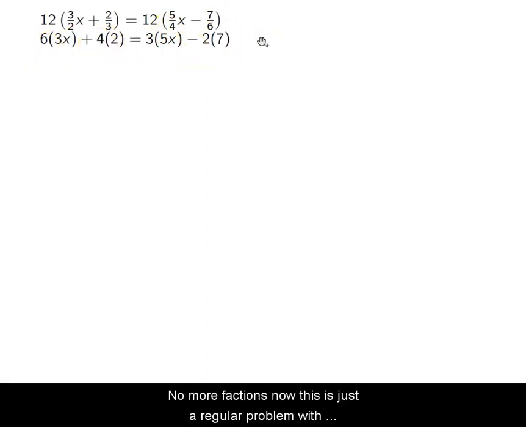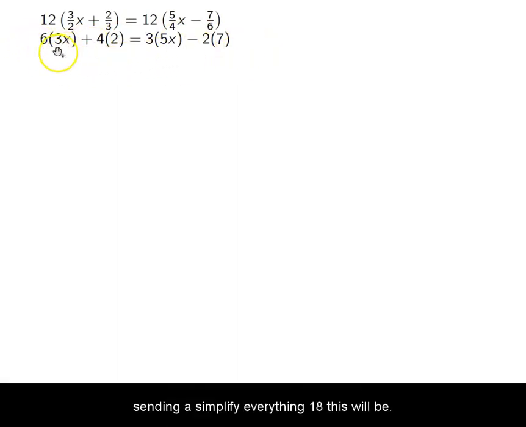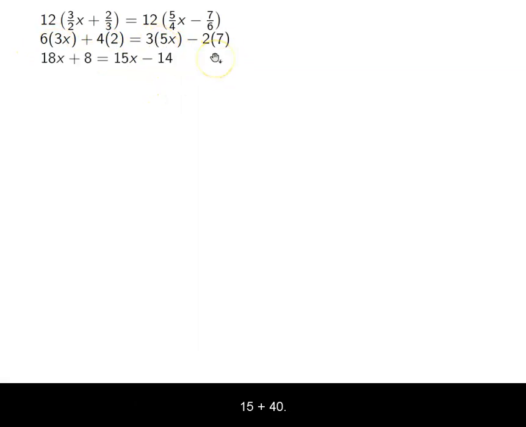No more fractions. Now this is just a regular problem with no more fractions. We don't have to worry about common denominators, adding the fractions, subtracting the fractions, multiplying by reciprocals in order to do our division. We don't have to do anything. We did one step and we no longer have fractions to deal with. Okay, so now obviously I'm going to simplify everything. 18x, this will be 8, 15x, and 14. And now I can just solve like normal.